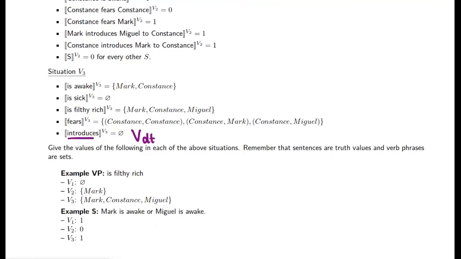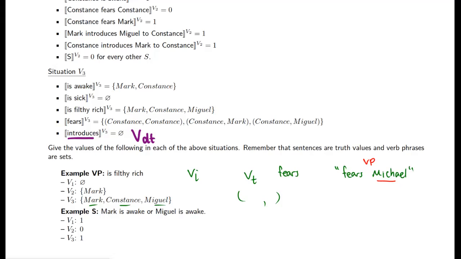So if you're just given a verb phrase, you answer with a set. This is an intransitive verb, is filthy rich, so you're answering with singletons, like individual people. If you were given a transitive verb, like fears, then you'd be looking to answer with pairs. But if you were given something like fears Michael, remember, at this point, this is a VP.